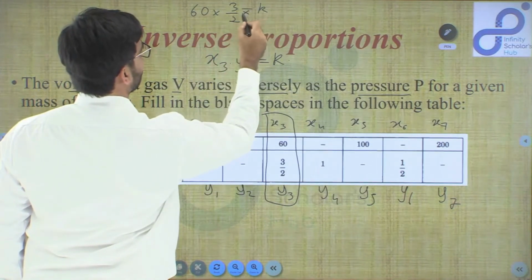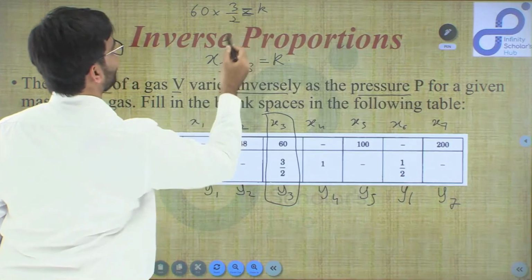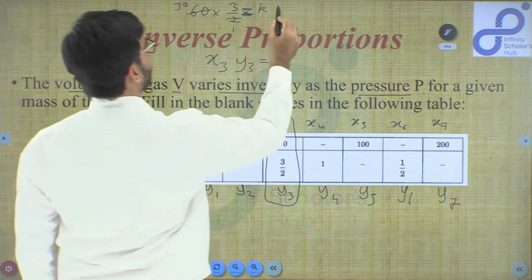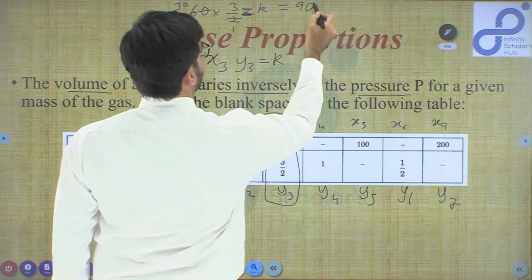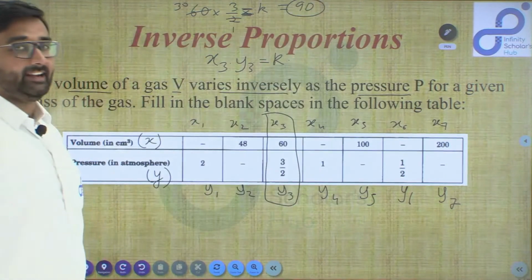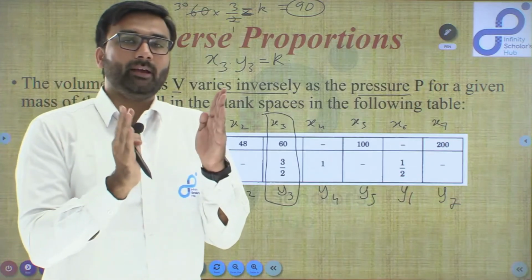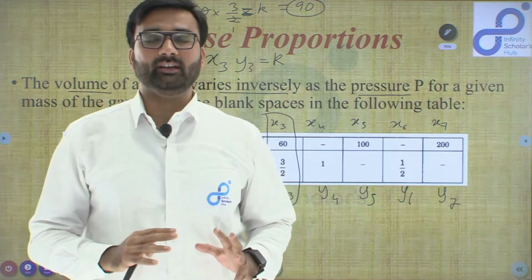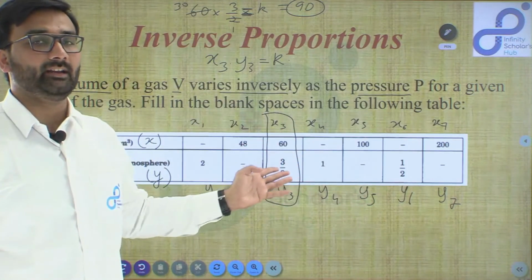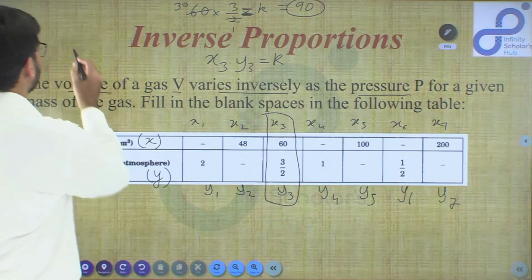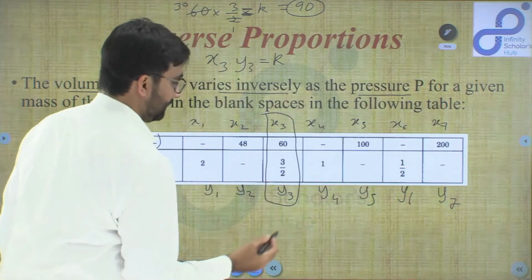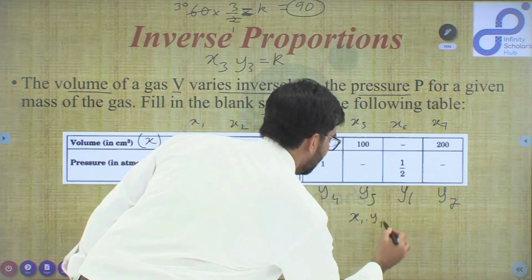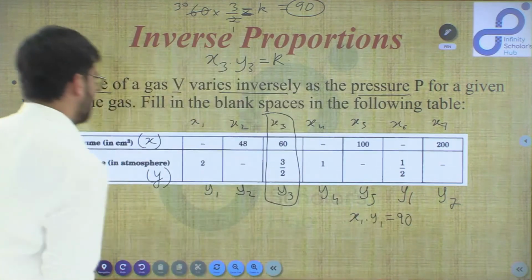Sorry, this is equal to the constant, not multiplied by. So 2 1s are and 2 30s are. So 3 into 30 gives you 90. So your constant is what? Your constant is 90. That means whenever you multiply the two quantities given over here, that will definitely be equal to 90, because they have told you that it is already in inverse variation. So when I multiply x1 into y1, this will be equal to 90.